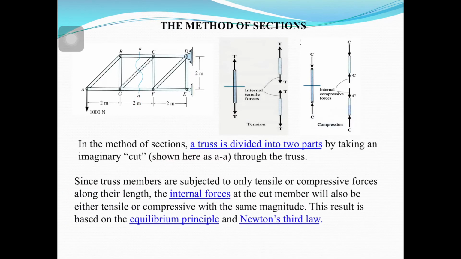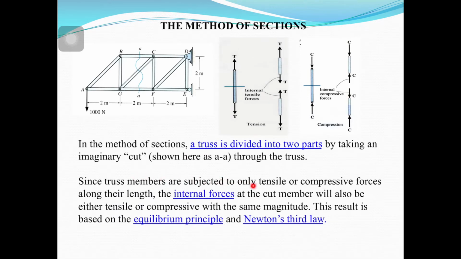Since truss members are subject to only tensile or compressive force, the internal force at the cut member will also be either tensile or compressive with the same magnitude. So let's say we cut this one and it is tensile. We cut here, so the internal force is also in tension. When we cut this one, it becomes two. This one is tension, this one is also tension. If we cut at this location where the member is in compression, this part is also compression, and this part is also compression.